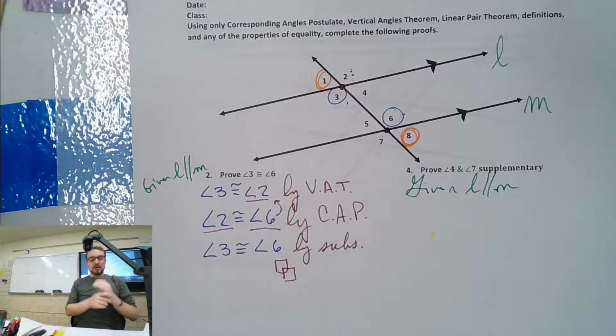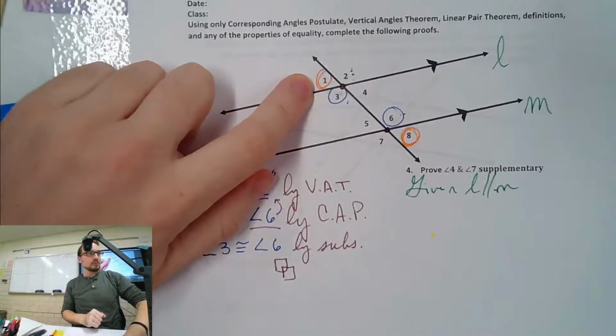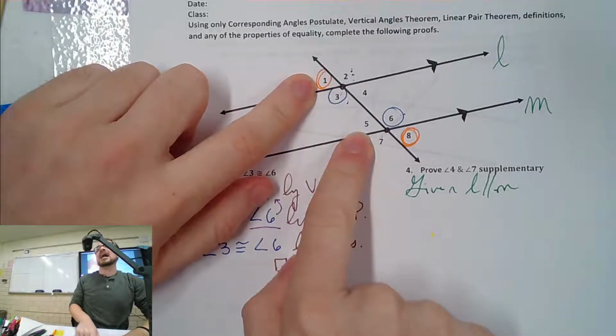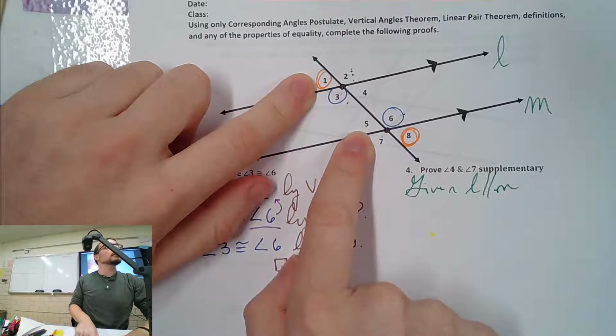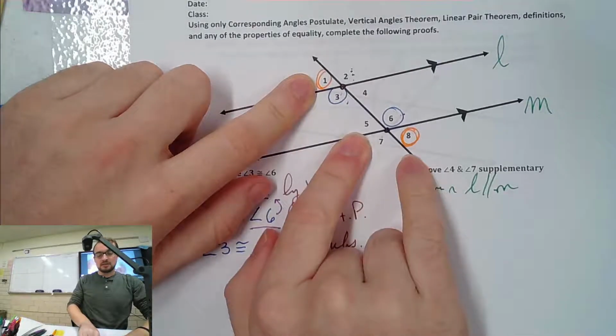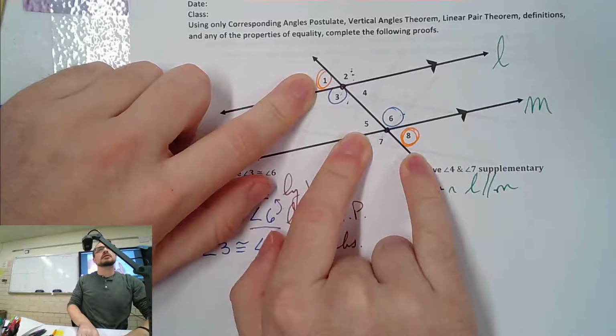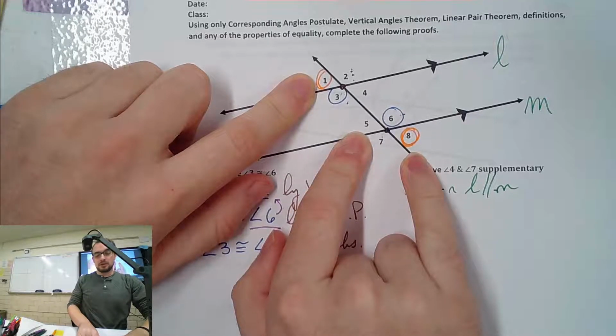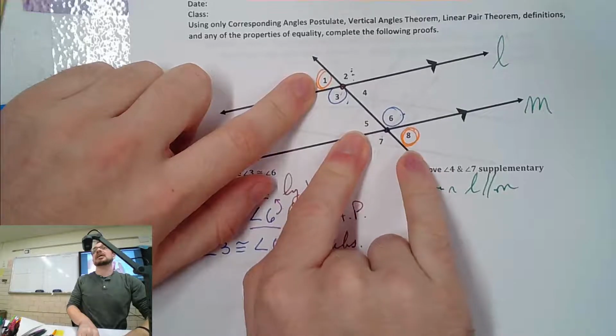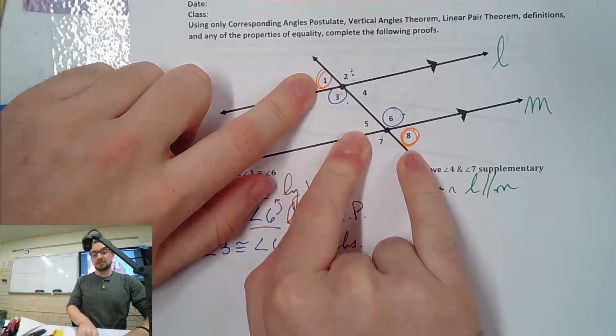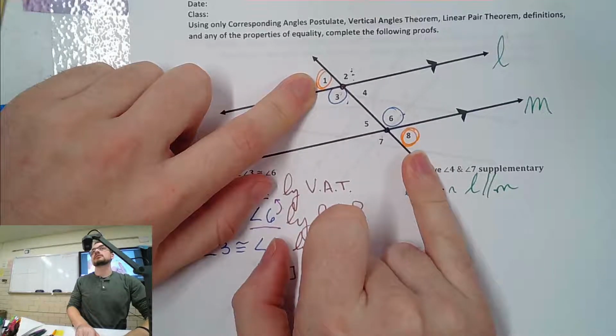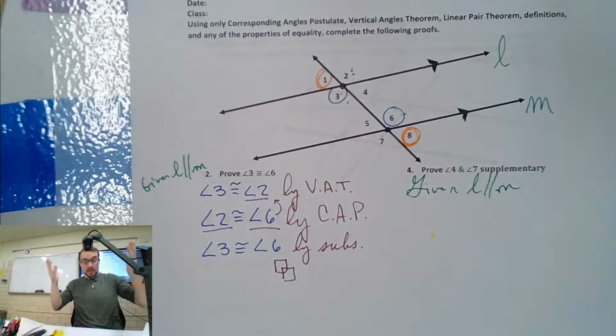Tell me something about angle 1. 1 and 5 are the same by CAP, right? And what do I know about 5 and 8? Scissors, vertical angles theorem, right? So 1 is 5 by CAP, 5 is 8 by vertical angles. Substitute, 1 is 8. That's the plan. Now I'm going to write that, okay?